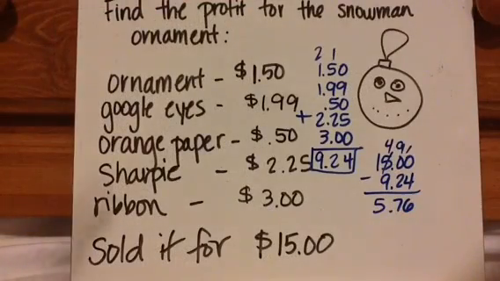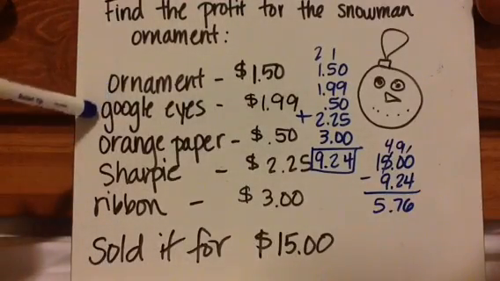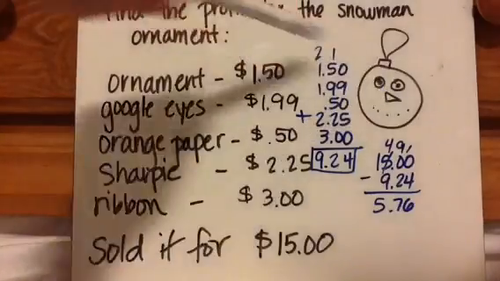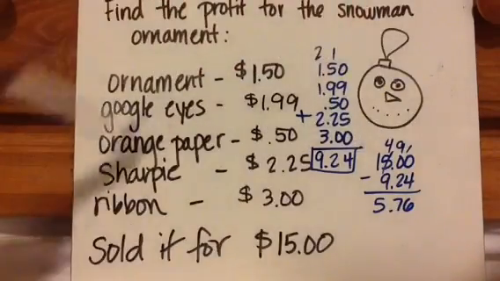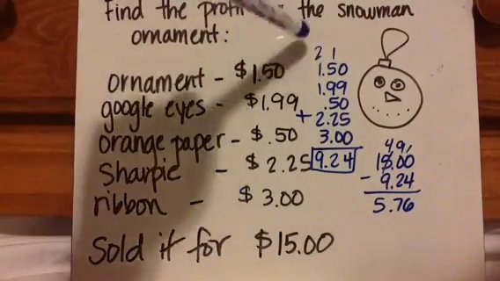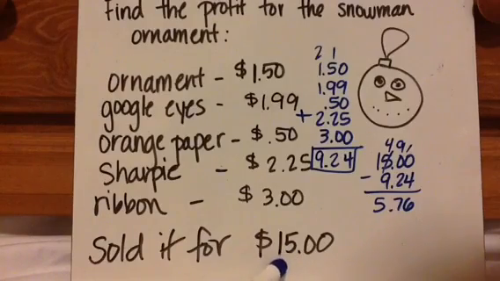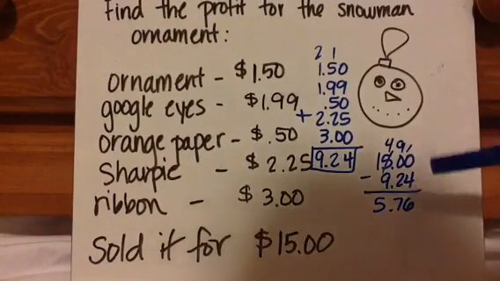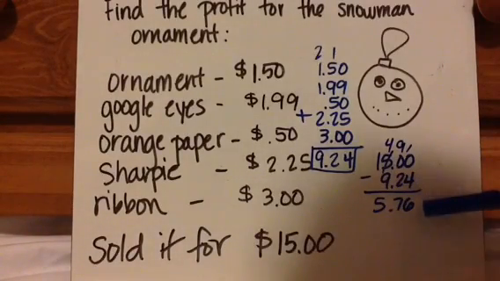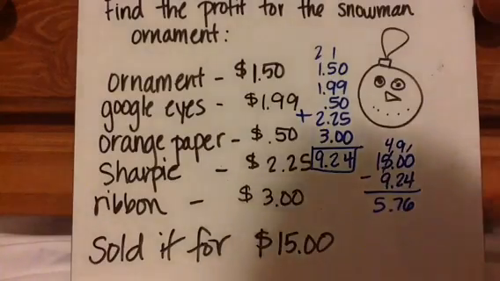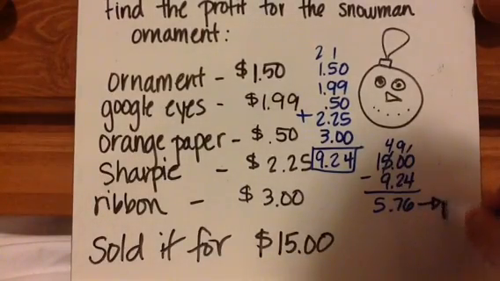Okay, so the expenses was the ornament, the Google eyes, the orange paper to make the nose, the Sharpie to draw the mouth, and then the ribbon. All that cost $9.24 to make. So you want to obviously sell more than how much it costs to make. So let's say you sell it for $15. $15 minus the expenses equals $5.76 as your profit.